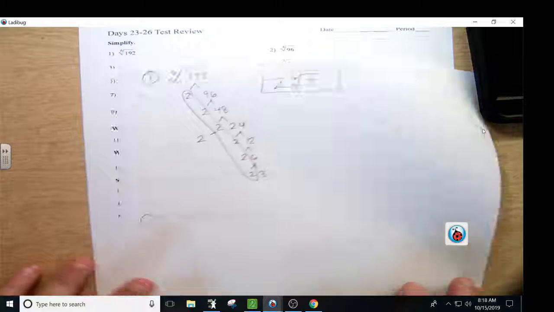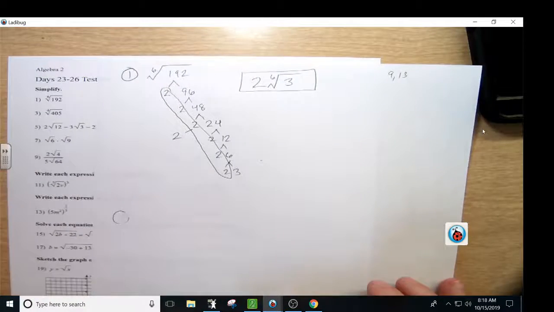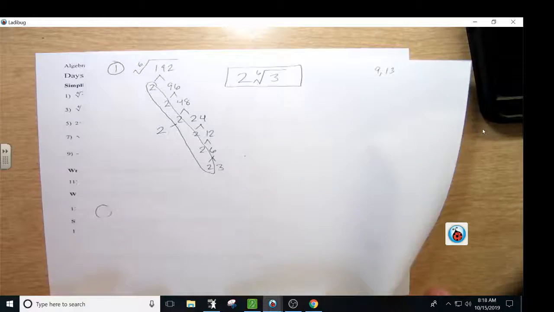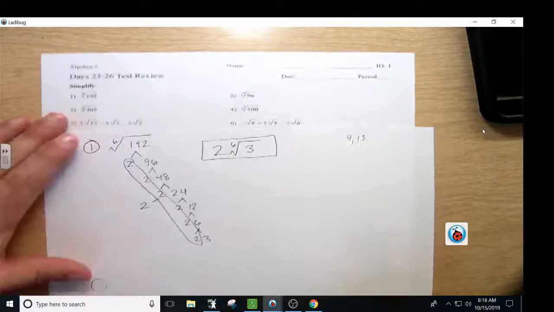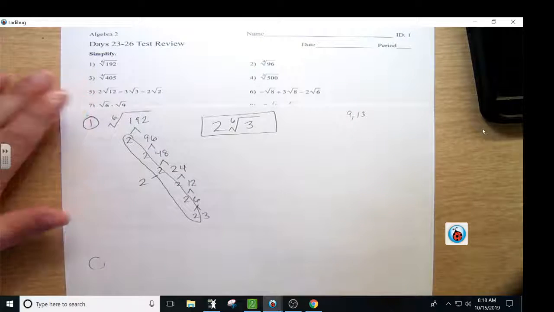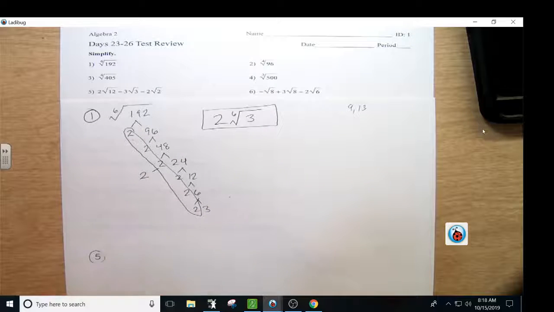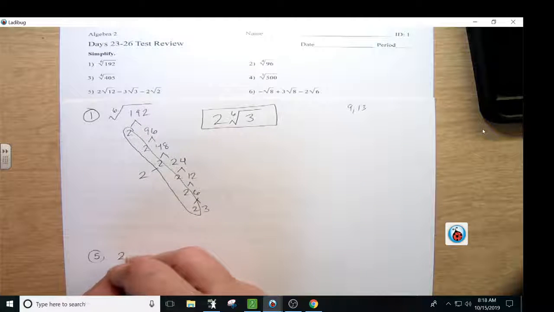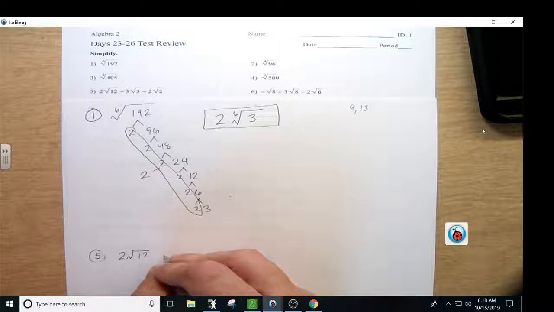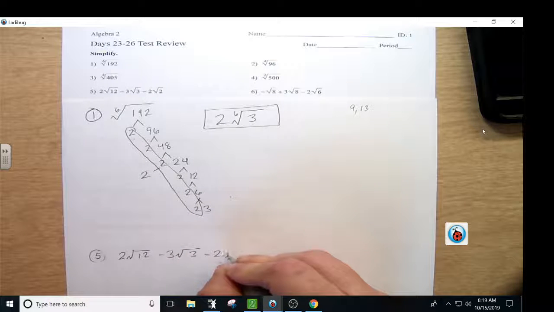Number 3 is just like number 1. Nah, let's just do 5, because 5, 7, and 9 are all different. All right, so number 5 is 2 square root of 12 minus 3 square root of 3 minus 2 square root of 2.